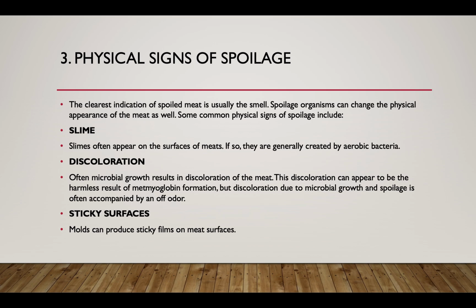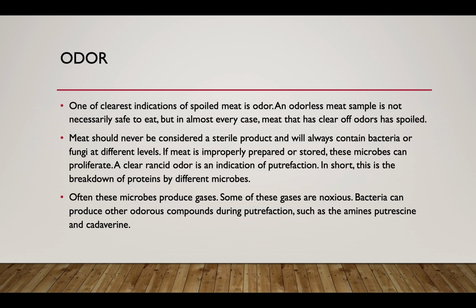Some of the physical signs of spoilage are usually slime formation. Slime often appears on the surface of the meat. If so, they are generally created by anaerobic bacteria. Discoloration of meat: often microbial growth results in discoloration. This discoloration can appear to be the harmless results of metmyoglobin formation, but discoloration due to microbial growth and spoilage is often accompanied by an off odor. Sticky surface: molds can produce sticky films on the meat surface.